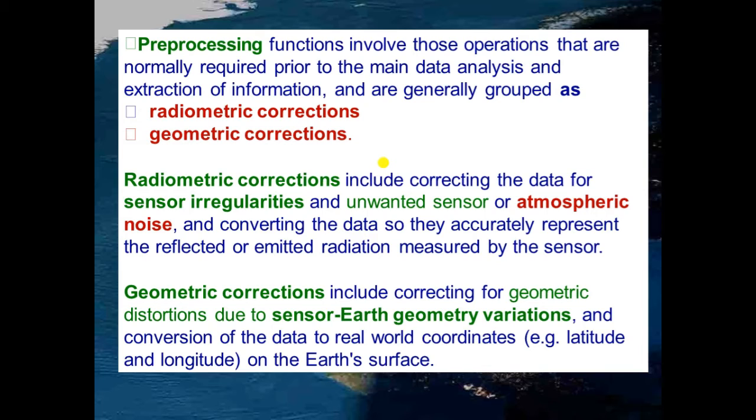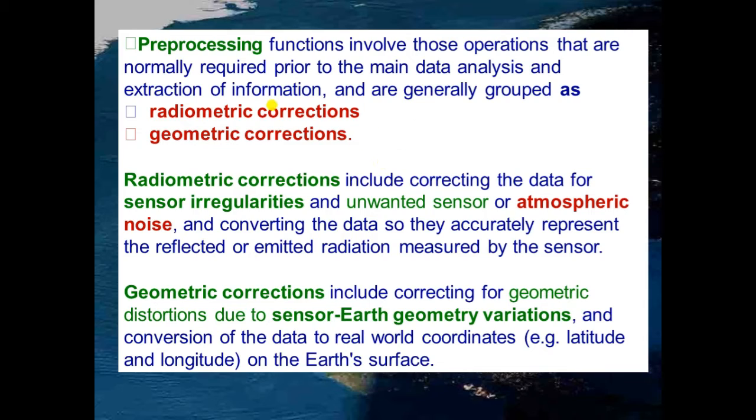Radiometric correction includes correcting the data for sensor irregularities and unwanted sensor or atmospheric noise, and converting data so they accurately represent the reflected or emitted radiation measured by the sensor. We have to correct the data because sensors give some distorted output. Sometimes sensors are not very accurate, so they do not give the data properly. Radiometric correction means smoothing that particular bandwidth for that distortion.